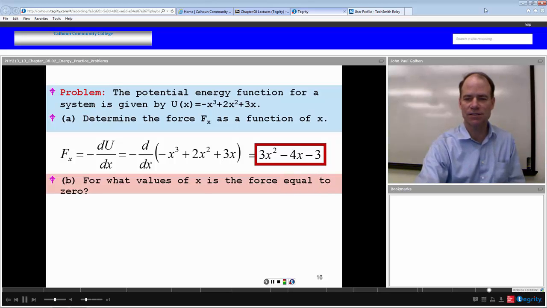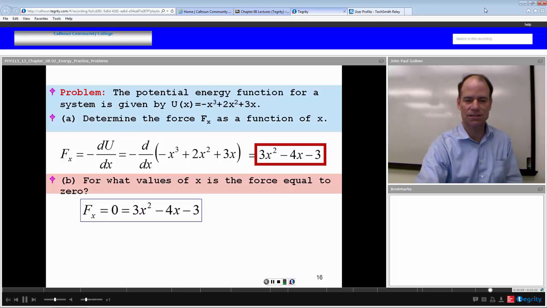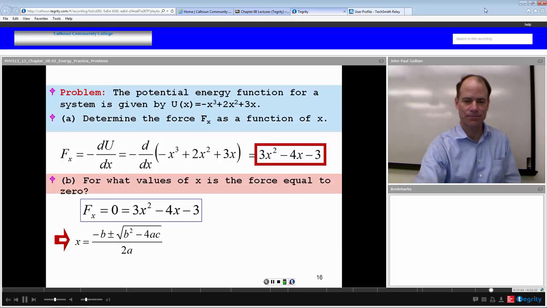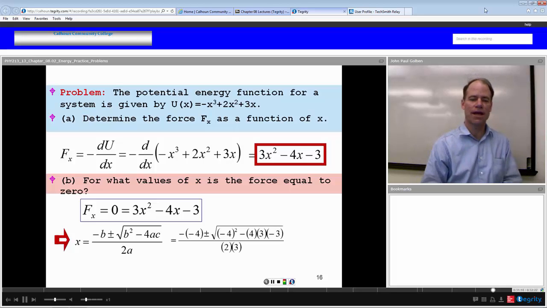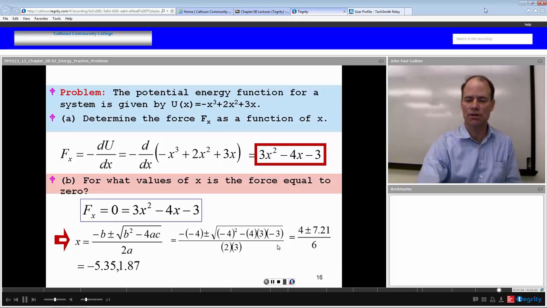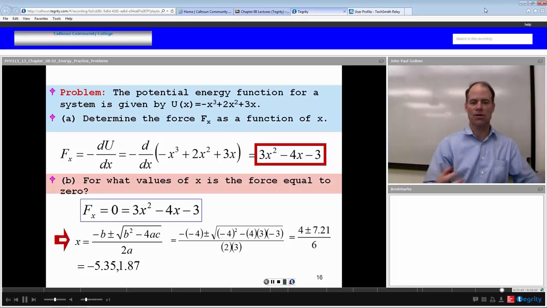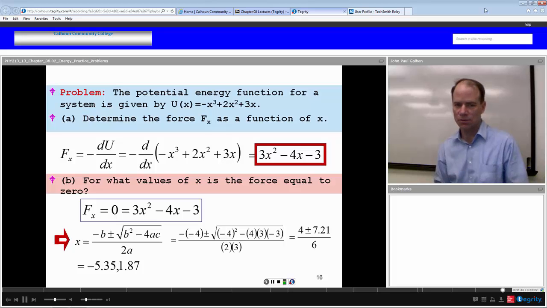For what values of x is the force equal to 0? Well, we'll set this force function to 0 and find out. Use the quadratic formula, since we have a quadratic equation. Negative b, it's going to be a negative 4, plus or minus the square root of b squared, negative 4 squared, minus 4 times a, which is 3, times c, which is a negative 3. We're going to end up with a negative in our numerator here, which will be plus. So it'll be 16 plus something over 2 times a, 6. We're going to end up with 4 plus or minus 7.21 over 6. Or two answers, negative 5.35 or 1.87, corresponding to a spring going extension or compression. Either one, the force will be equal to 0 at those points.